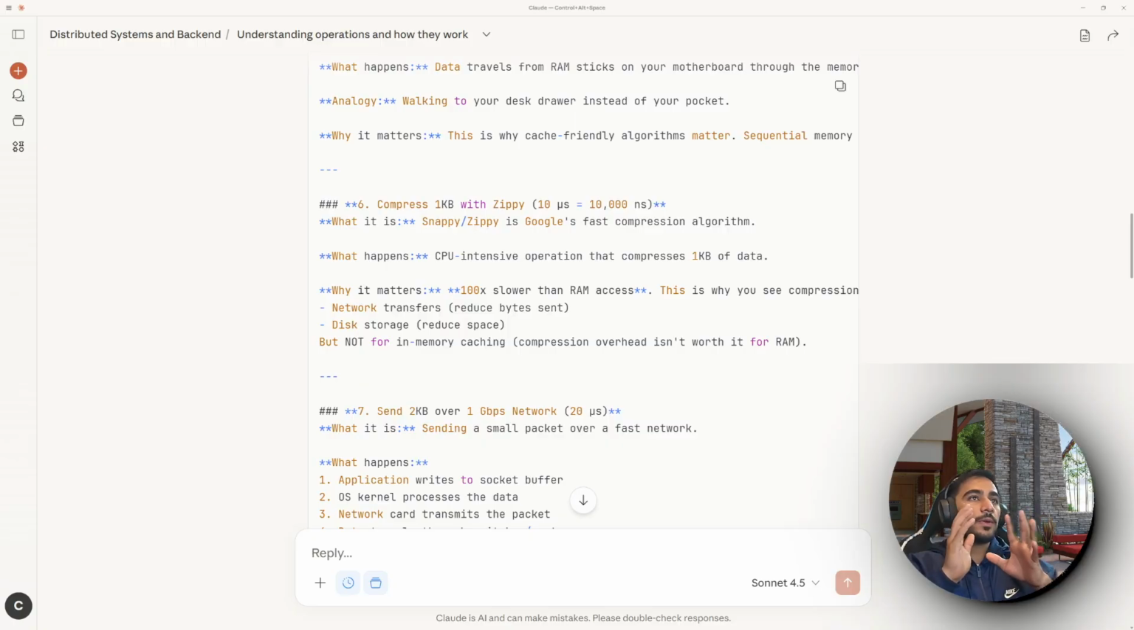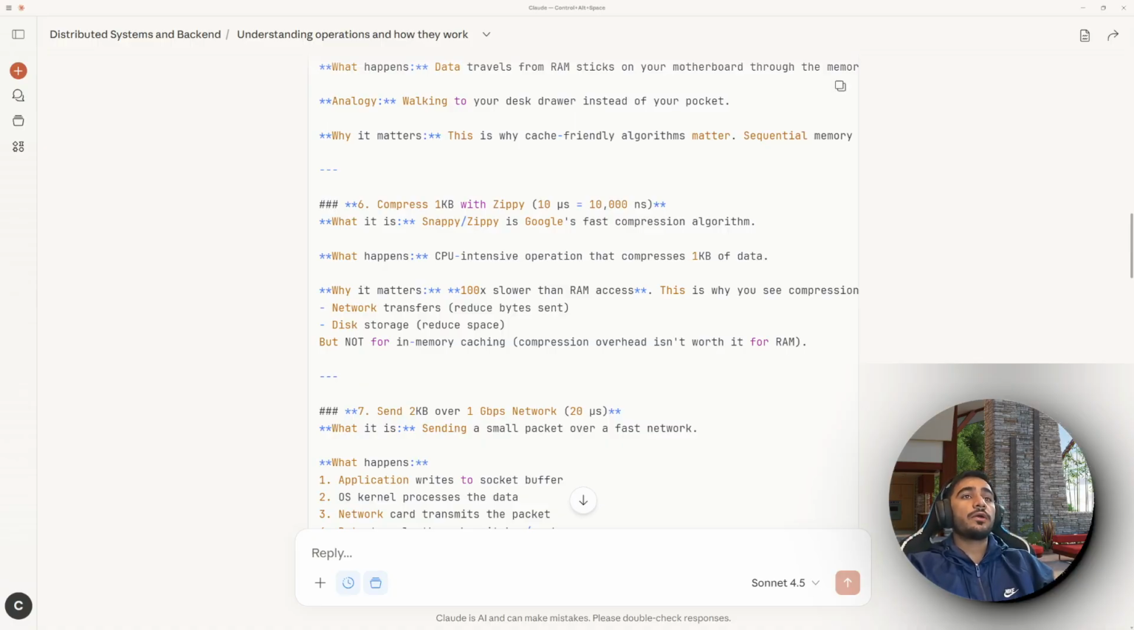Snappy, Zippy, these are the algorithms by Google. So it's a CPU intensive operation that compresses 1 KB of data. That is also a parameter on which these compression algorithms are judged: what is the type of compression you want to do? Do you want to just compress it faster, or do you want to save on your space and bandwidth? So what is your constraint? Are you more worried about racking up your internet bandwidth cost, or are you more worried about your CPU utilization? That's why LZF, Snappy, and others are various algorithms which are used for fast compression. So why does it matter?